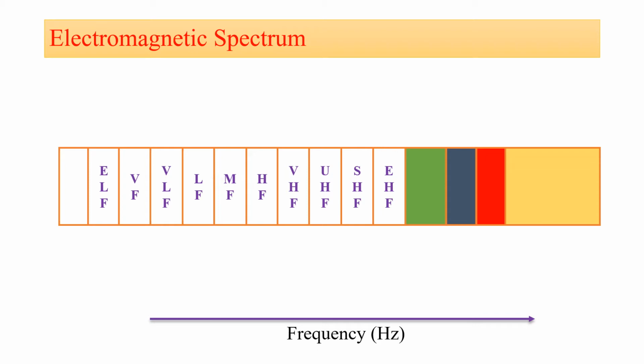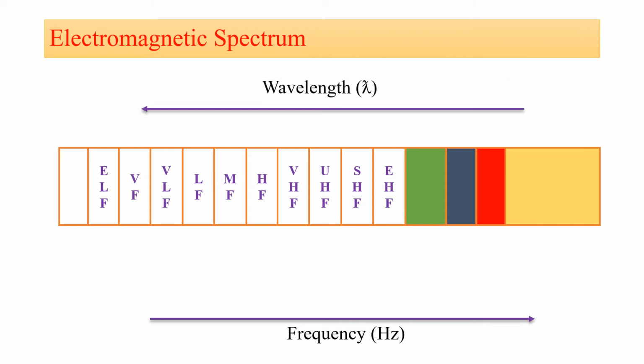Now the frequency will increase from ELF, that is extremely low frequency, to EHF, that is extremely high frequency, and the wavelength will decrease, because we know frequency and wavelength are inversely proportional, wavelength being lambda. The first frequency band is ELF, extremely low frequency, and its frequency range is between 30 hertz to 300 hertz, and the wavelength for the ELF is between 10 raised to 6 meter to 10 raised to 7 meter.